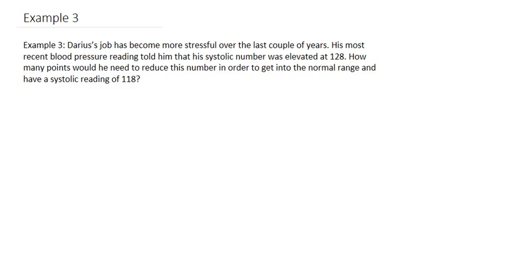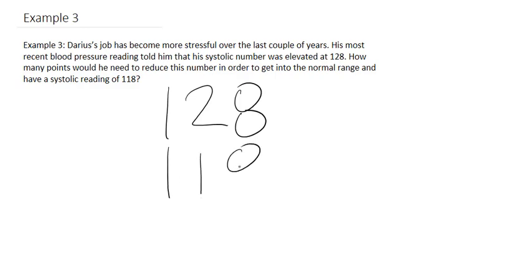Example 3. Darius' job has become more stressful over the last couple of years. His most recent blood pressure reading told him that his systolic reading has elevated at 128. How many points would he need to reduce this number in order to get into his normal range and have a systolic reading of 118? So, using what we know about subtracting, we need to line up the numbers with 128 on top. And then we're going to put 118 directly below it, making sure we line up the place values.